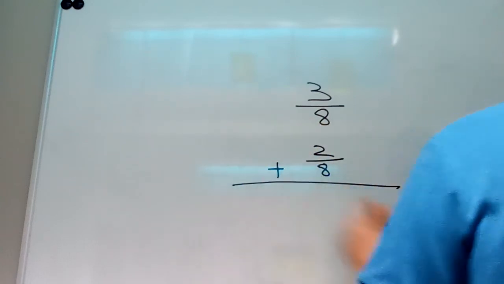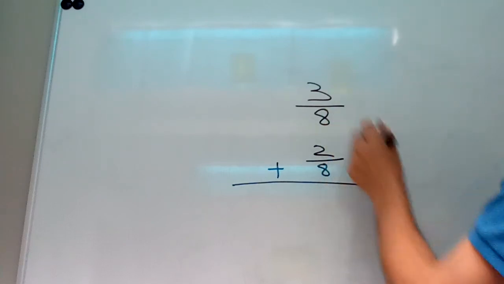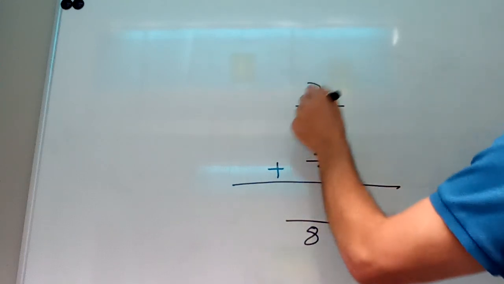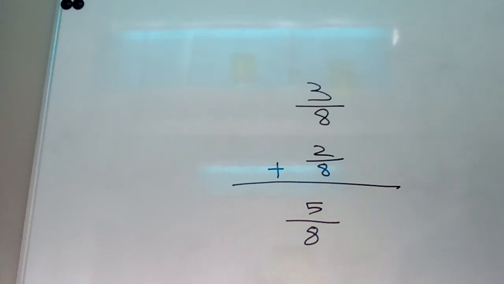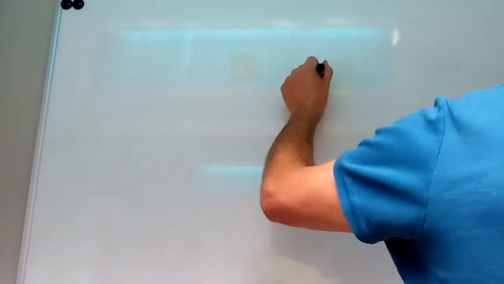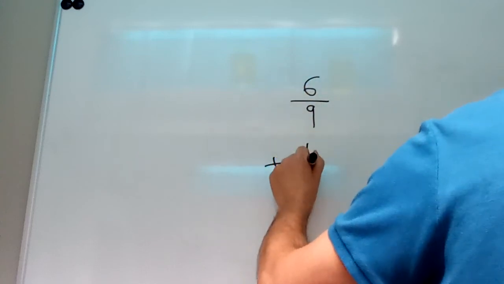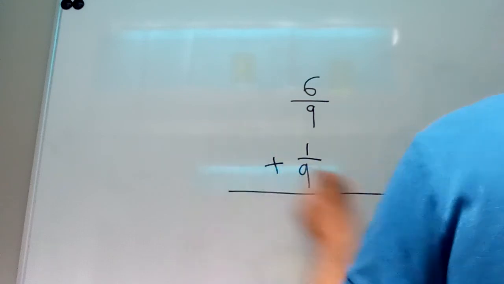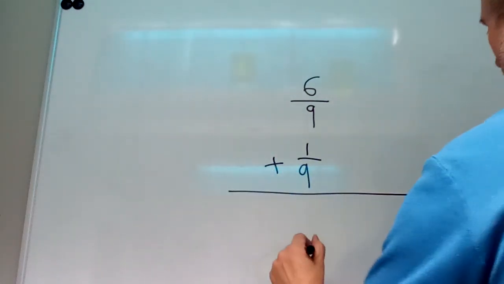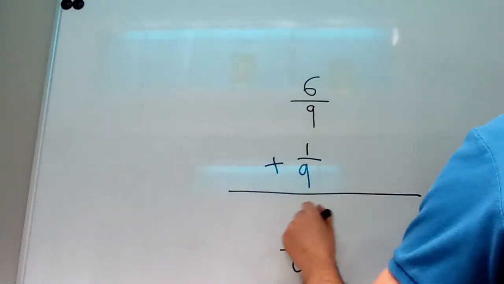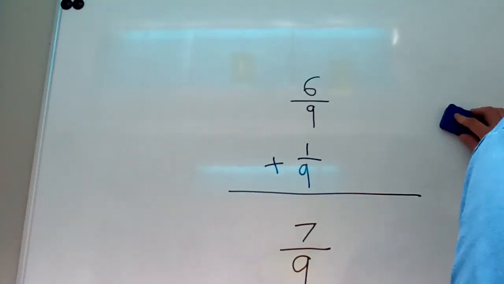2/8. Okay, well, I've got a common denominator. My common denominator is 8, so my answer is going to have an 8 on the bottom, and I'm going to add the top numbers. 3 plus 2 is 5. So you may see the problems written like that also. If I have 6/9 plus 1/9, okay, I've got a common denominator of 9, so my answer is going to be down here 9, and I'm going to add my 6 plus my 1, it's going to be 7. 7/9.